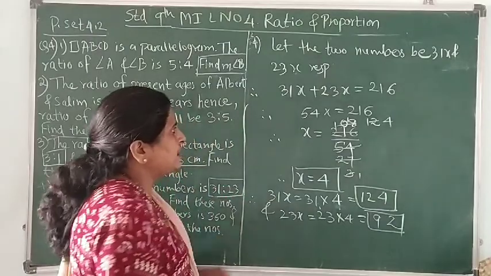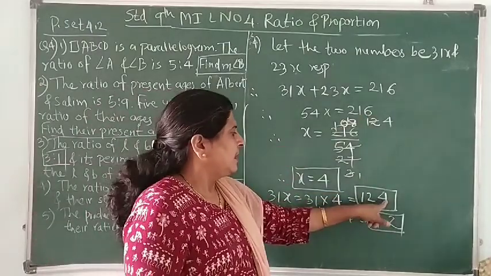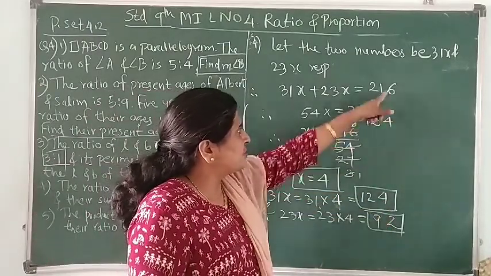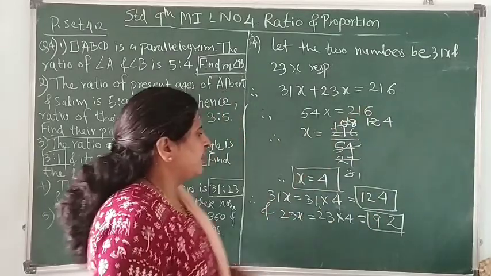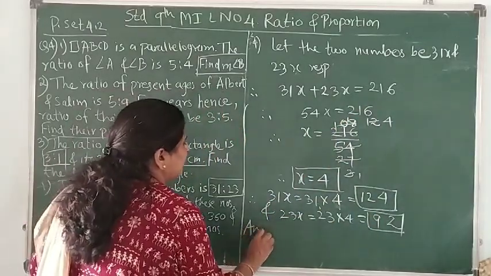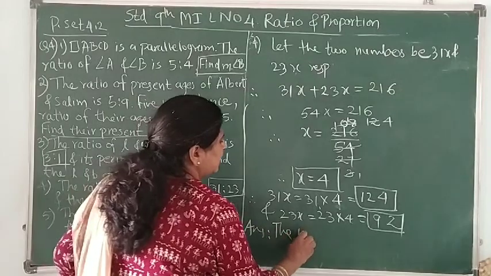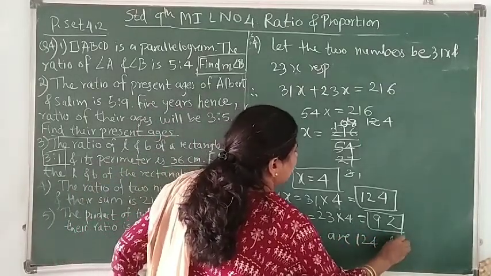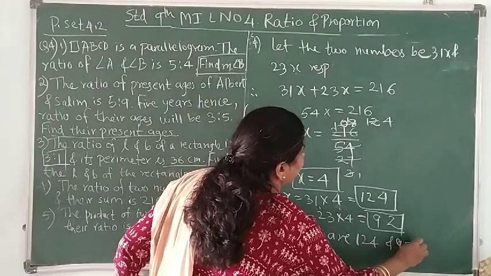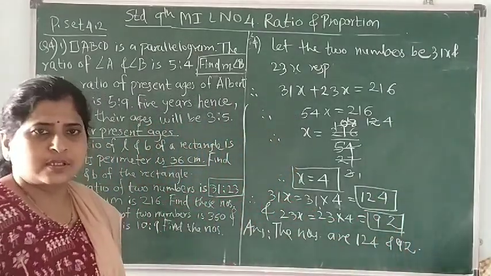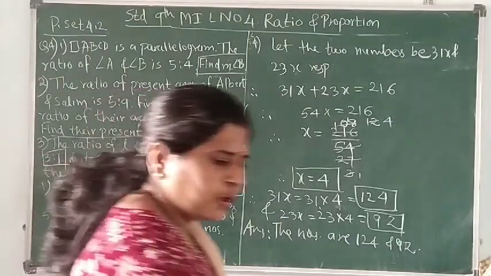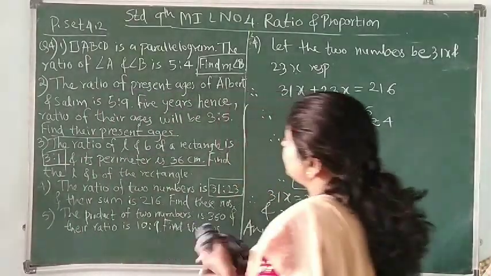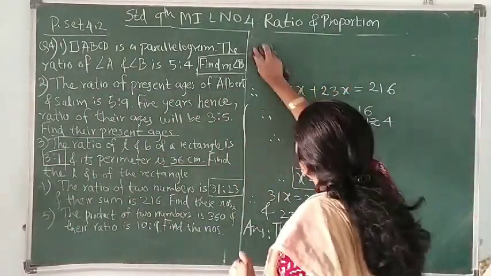You can verify the addition is 216. If you add 4 plus 2 is 6, 9, 12 plus 9 is 21. Therefore the required numbers are 124 and 92. So these are the two numbers. So this was question number 4. Now let's go to the last question, the last word problem.